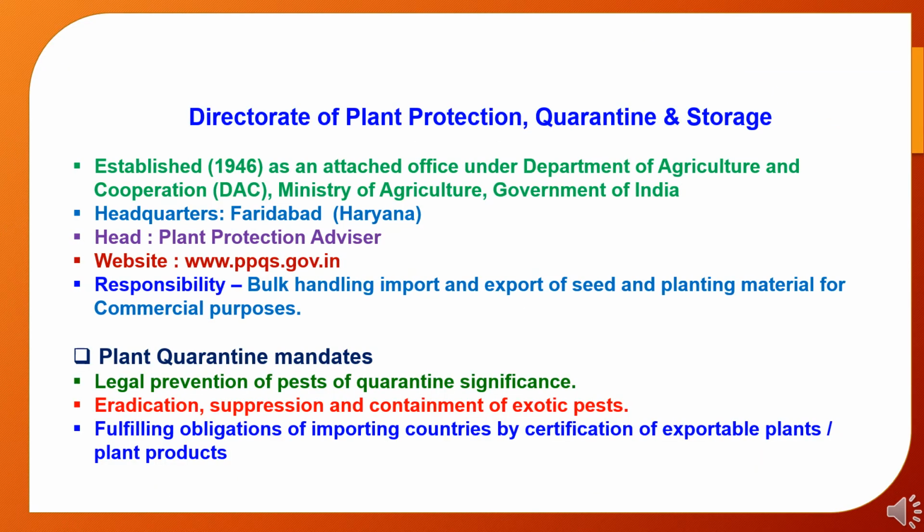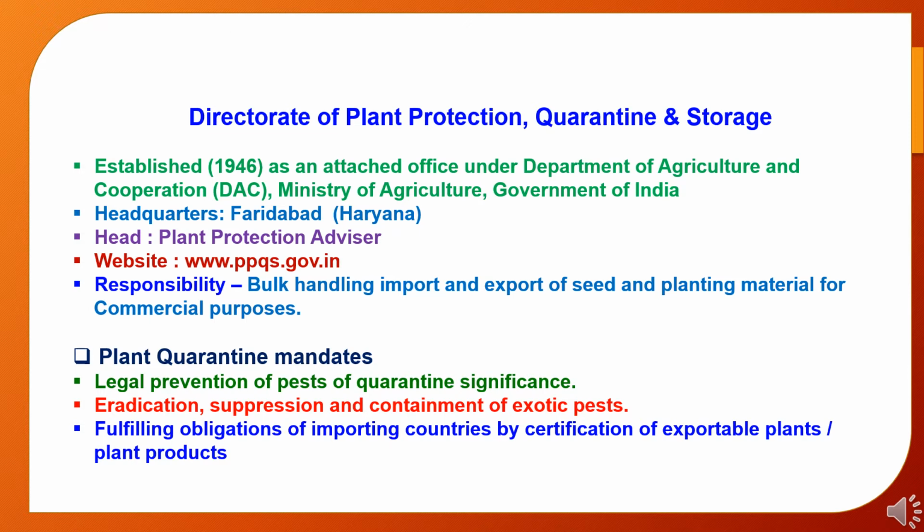Here we go through the Directorate of Plant Protection, Quarantine and Storage. It was established in 1946 as an attached office under the Department of Agriculture and Cooperation under the Ministry of Agriculture, Government of India. It has its headquarters at Faridabad, Haryana, and the Plant Protection Advisor is the head of this institution. We can visit the website of the Directorate of Plant Protection, Quarantine and Storage for further details.